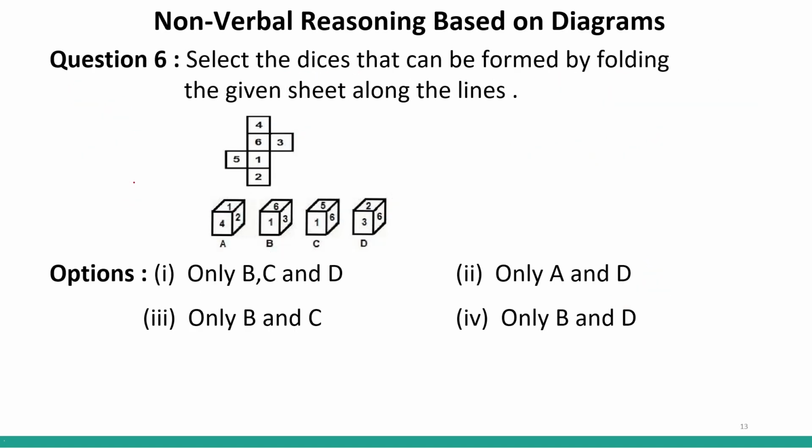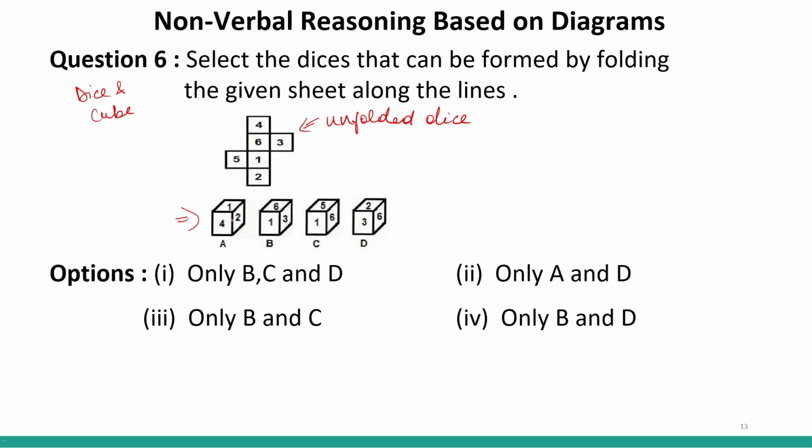Question number 6. This is again a question of dice and cube. Here we are given an unfolded dice. We have to fold them along the lines. So these lines, these are one face, okay? We have to fold them along the lines to find which of the dice can be formed. So out of these 4 dices, how many dices can be used to represent this unfolded dice?